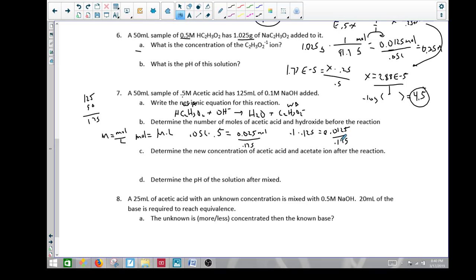0.025 divided by 0.175. All right, this guy here is going to be 0.142, and this guy is 0.0125 divided by 0.175 equals 0.071.